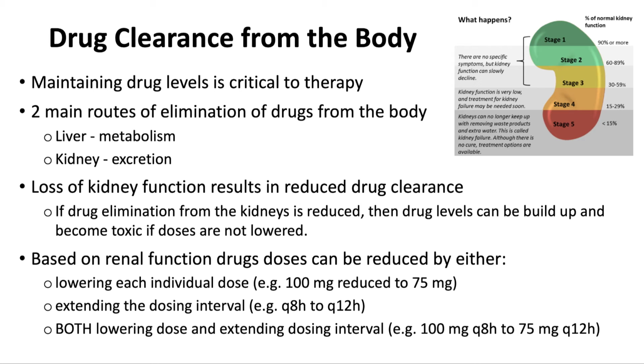And there are some drugs, when we adjust them by renal function, where we do both of those things. So in this example, instead of giving 100 milligrams 3 times a day or every 8 hours, we would reduce the dose to 75, and we would also extend the dosing interval to every 12 hours or twice a day.